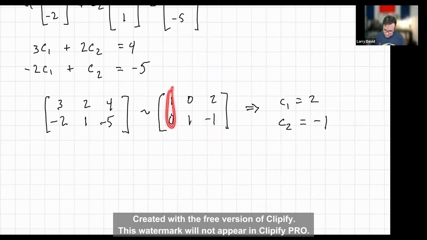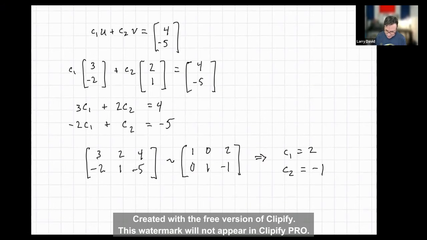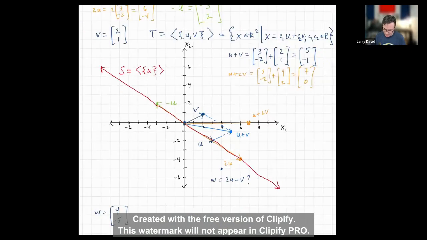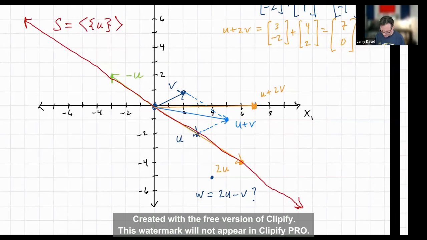And this is the C1 column, C2 column. So this says 1C1 plus 0C2 equals 2. That's what this row says. So C1 is 2, and this row says C2 is negative 1. And so indeed, if we come up here, we can say this is equal to C1 is 2, so 2u plus minus 1, so minus v. So it is 2u minus v, and that's easier, at least in my opinion, even in a simple case like R2, than trying to figure it out by looking at the picture.